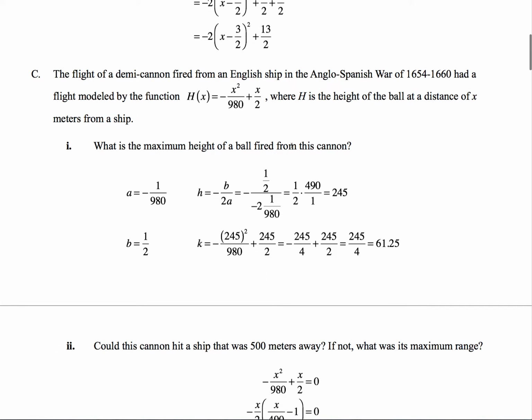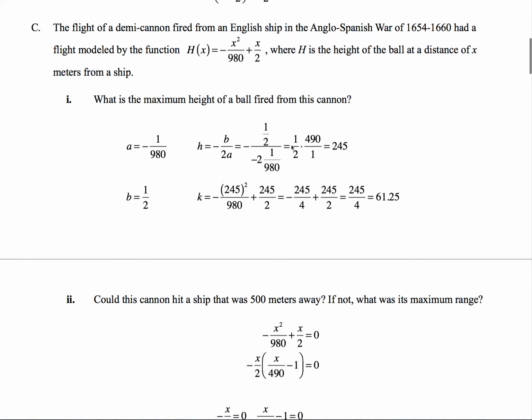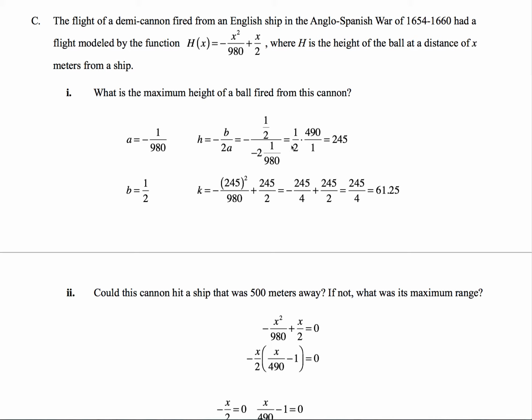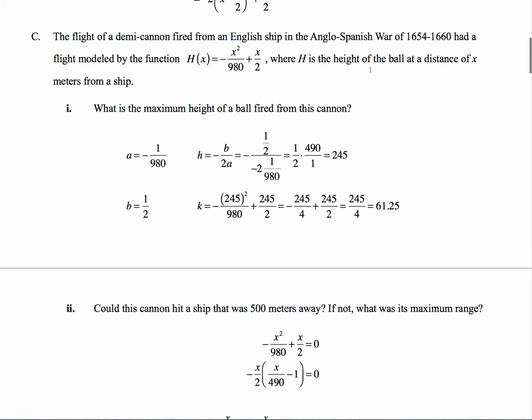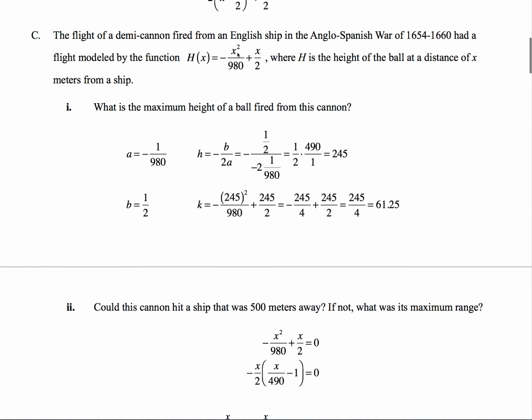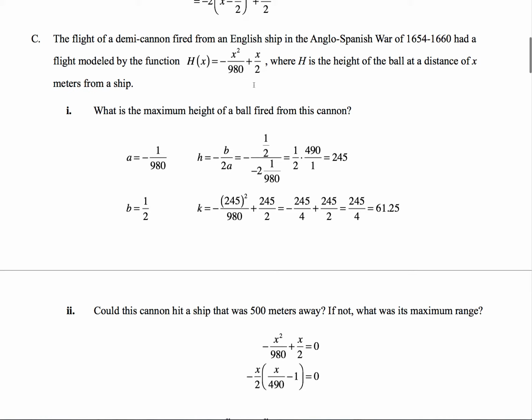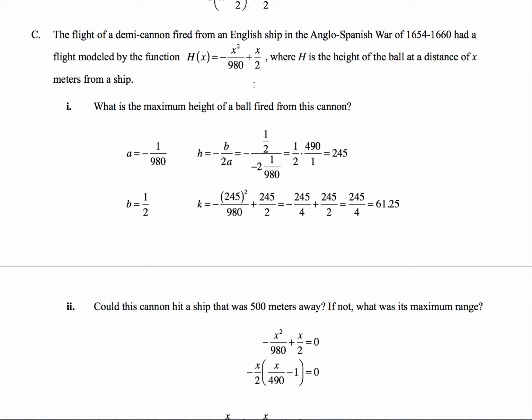All right, the flight of a demi-cannon fired from an English ship in the Anglo-Spanish War of 1654 to 1660 had a flight modeled by the function H of x, capital H being the height, at a distance of x meters from the ship. So H of x is equal to negative x squared over 980 plus x over 2. We want to find out what the maximum height of a ball fired from this cannon would be.